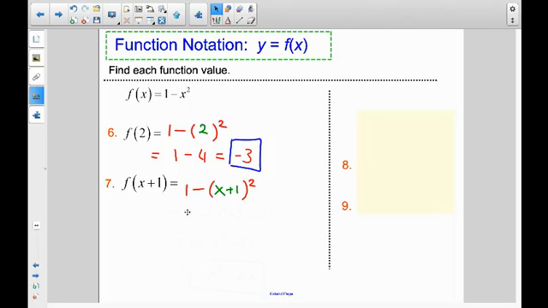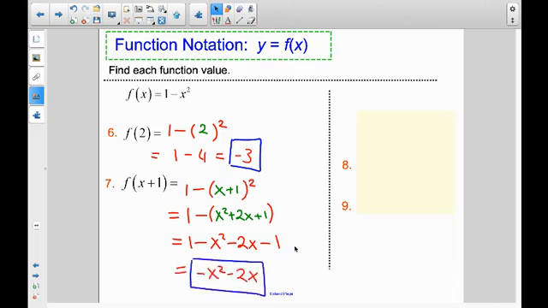We've got 1 minus, expand this. It's not going to be x squared plus 1 squared. Remember, you're going to have to FOIL this. So go off and do some foiling on the side. You should get this. Now distribute that negative and clean it up. The way you want to write this out is the highest power of x first. So we're going to have negative x squared minus 2x. We've got minus 1 here and plus 1 there, so those cancel each other out, and that's your answer here.